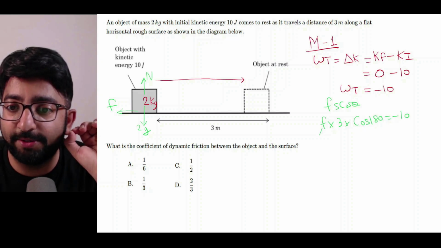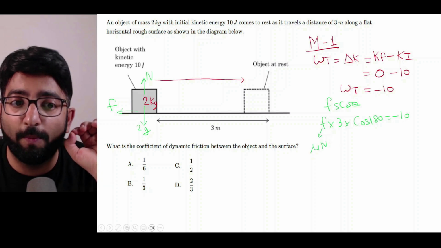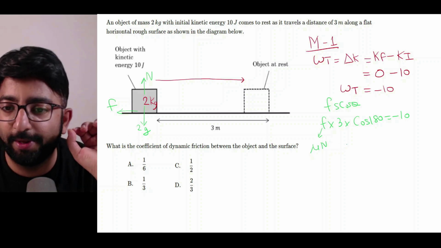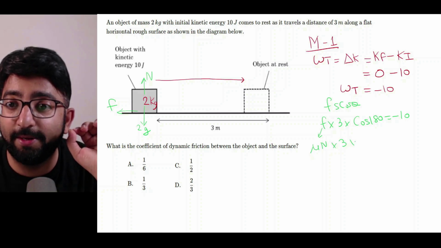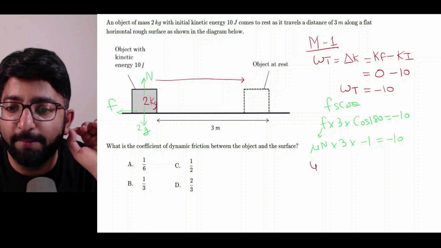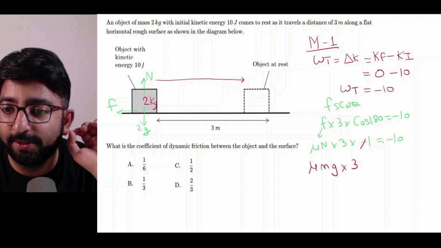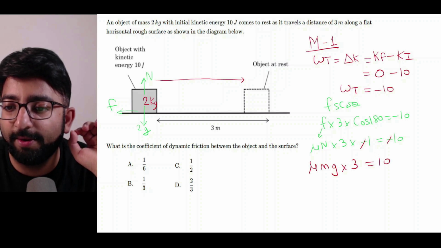So the value of friction, according to the formula, is mu times the normal reaction, and normal reaction is m into g. So let's write down, multiplied by 3. Cos 180 is negative 1, so the negative sign will get cancelled out from both sides. Continuing ahead, mu times the normal reaction mg multiplied by 3, minus sign gets cancelled out. So we get a 10.